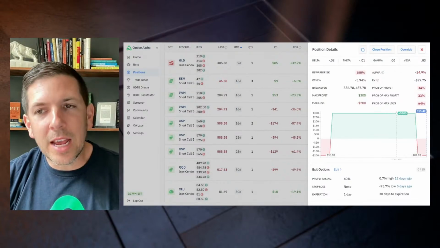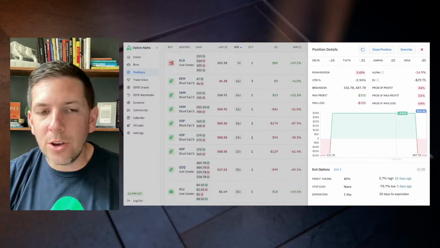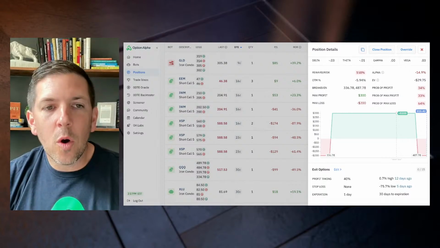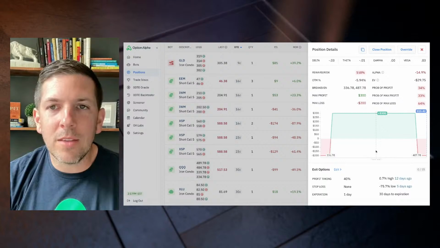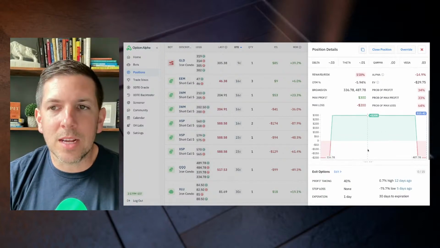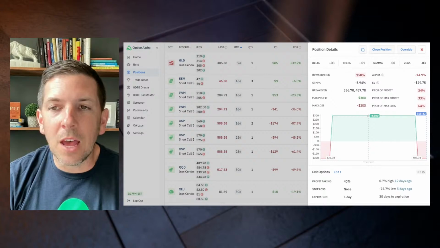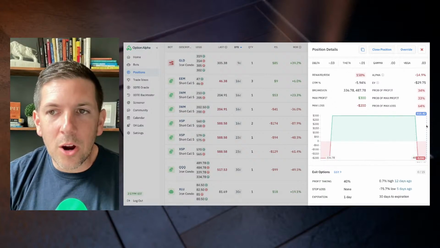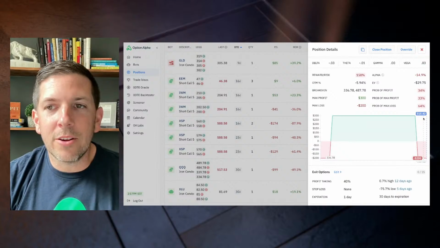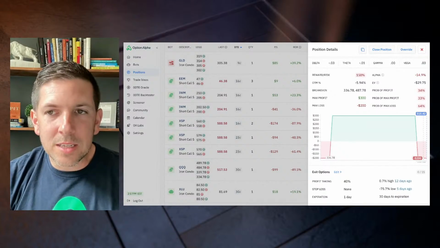However, 30 days until expiration, there's no chance that this thing gets assigned early because they would forgo so much extrinsic value in those contracts that it's just not worth it for them to actually exercise those contracts early. So even though it's really far in the money, right? Even though there's maybe a chance that it stays all the way out here in the money, there's no chance it's going to be assigned early.